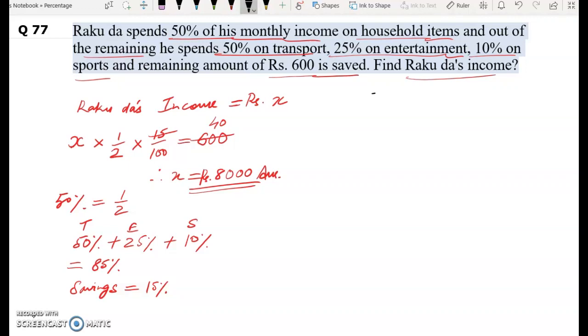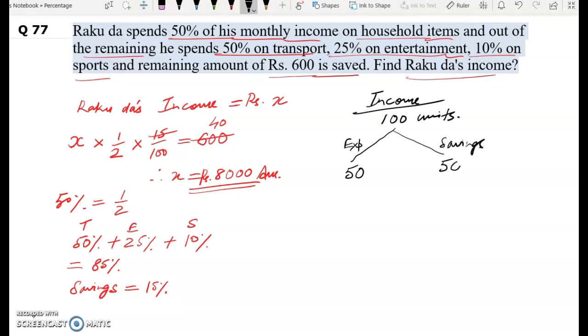Now let's say Rakuda's income is 100 units. Rakuda spends 50% of his monthly income on household items. His expenditure is how much? 50% of 100 will be 50 units. Savings will be 50. 50 is spent and 50 is left.